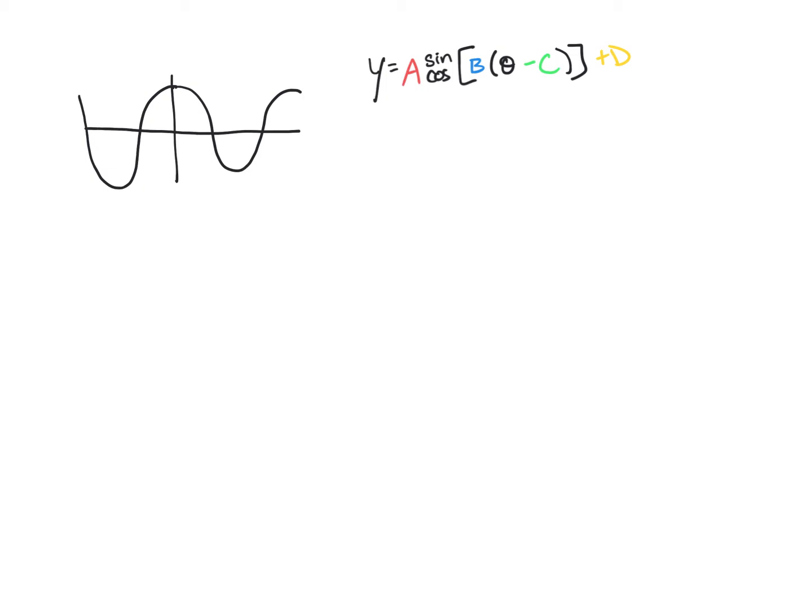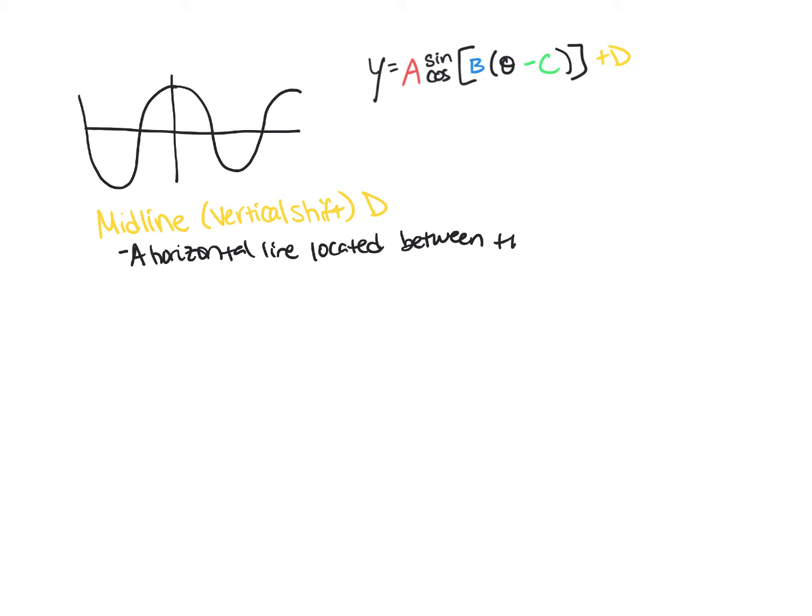Let's get started. So first we're actually just going to take a look at D. D is the midline of our graph, or the vertical shift, if you're thinking about transformations. So the midline is a horizontal line located between the maximum and the minimum of a graph.